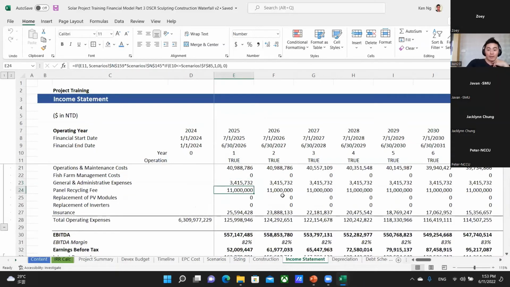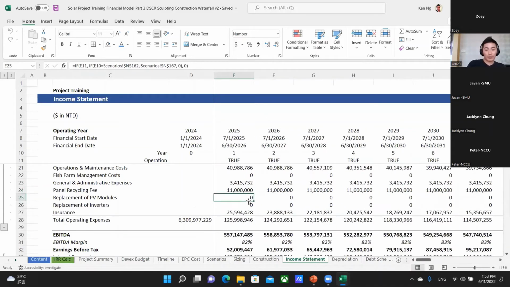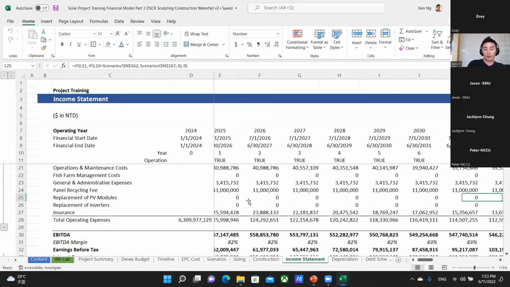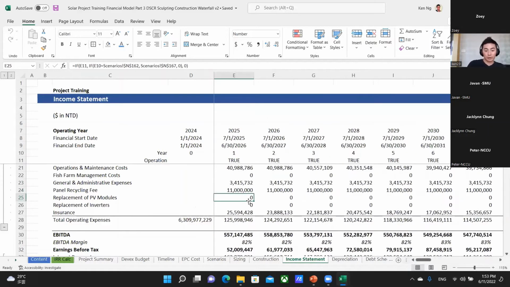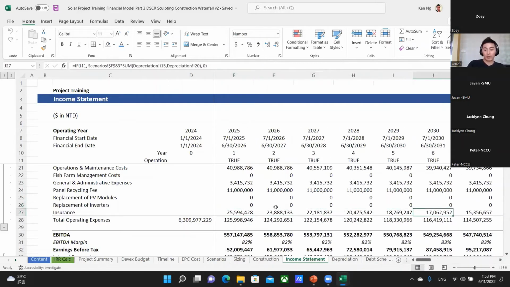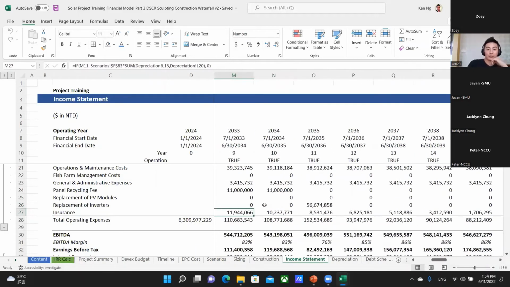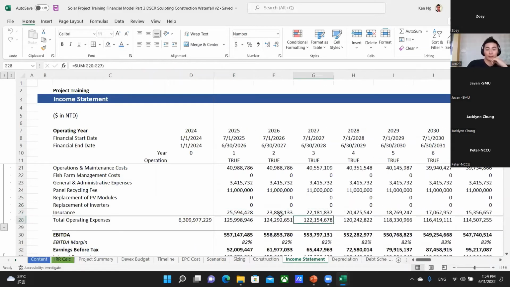The panel recycling fee, which we talked about. So for the first 10 years, we need to pay a recycling fee to the government. Replacement of PV modules, but this only happens at the end of year 40. Because our project's only for 20 years, that's not applicable. And then the inverter, that is replaced at year 11. So we incur a cost at year 11 for that. And then insurance on an ongoing basis, which reduces along with the carrying value of our asset as we depreciate it over the life of the asset.